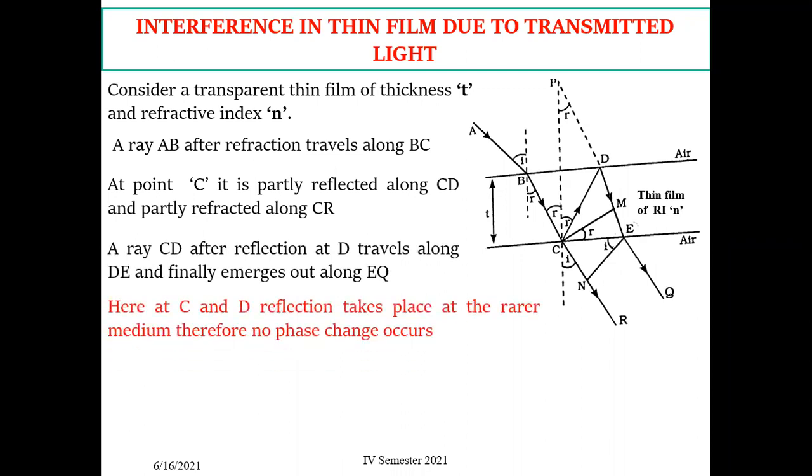These two transmitted rays, CR and EQ, can interfere at a distance and give the interference pattern. Then you have to derive the condition for getting maxima and the condition for getting minima. Before that, you have to calculate the path difference between these interfering beams. For calculating the optical path difference between the two rays CR and EQ, draw CM normal to DE, and also draw EN normal to CR.